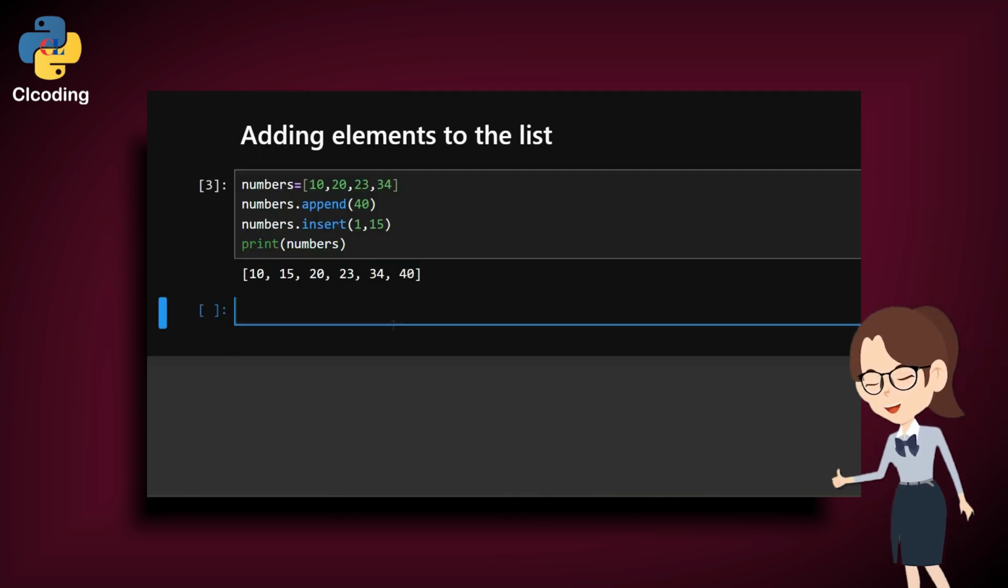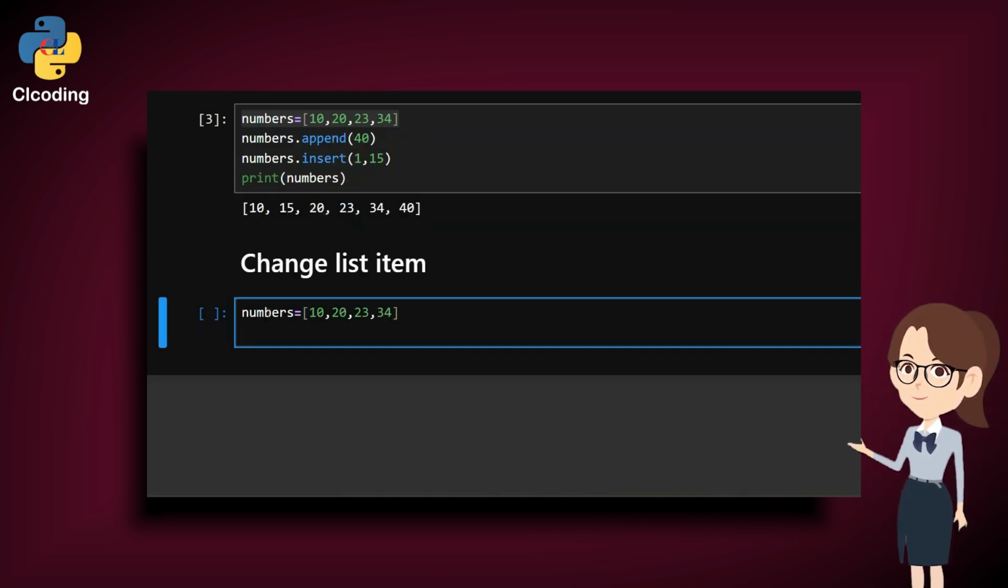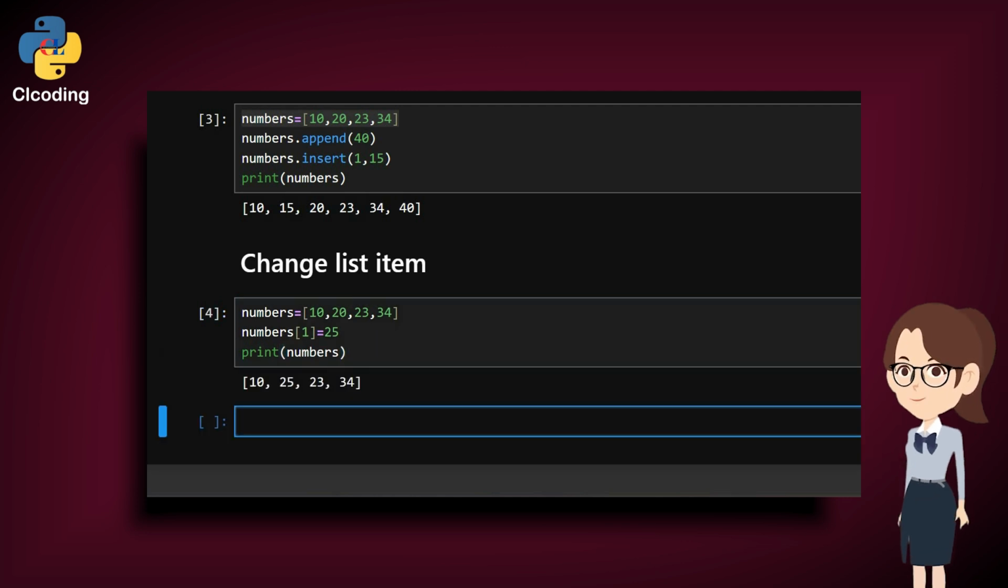So the next one is change list item. Lists are mutable, which means we can change their values. So here we have created a list. Here we'll change the second item and now we'll print the list. So here we have changed it. Now let's see the output. So here we can see the output.